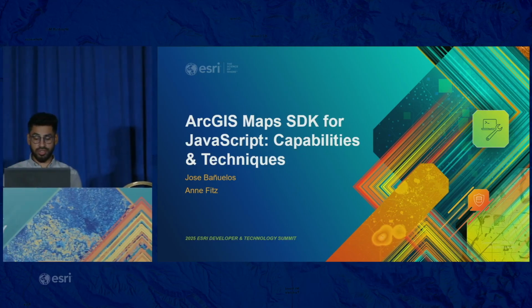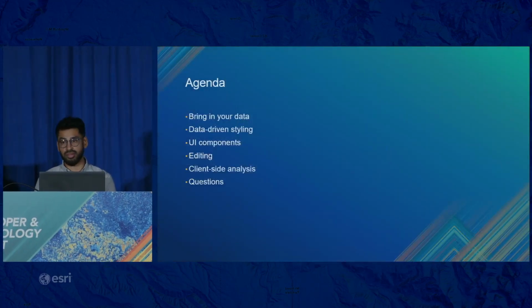So for today, we're going to go through how we can bring in different types of data, starting from web maps, web scenes, to different types of data ranging from feature layers to CSV layers or into imagery. So some of our new layers that we're also introducing. We're then going to go and configure the symbology, improve the visualizations of our maps with the data-driven styling section.